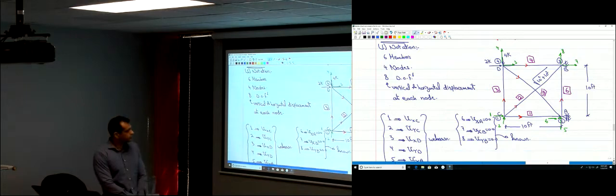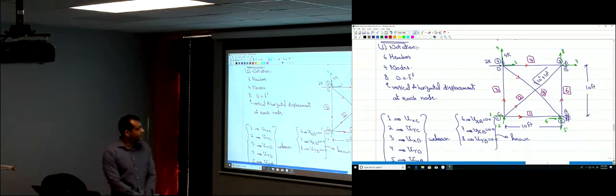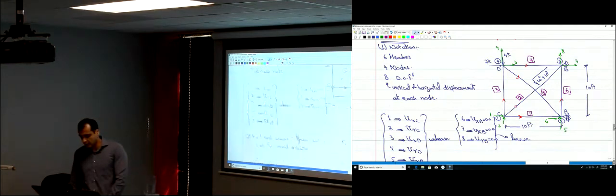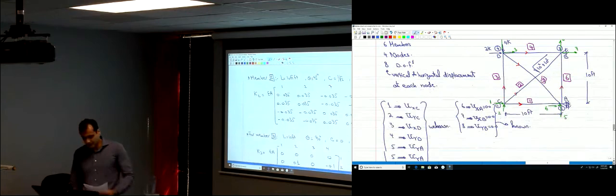6, 5, 7, 8. The horizontal and the vertical displacement at the near end, and then the horizontal and the vertical displacement at the far end. 6, 5, 7, 8. And then the only thing left is K5.